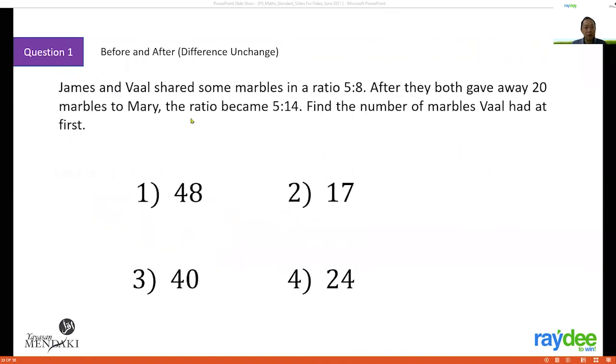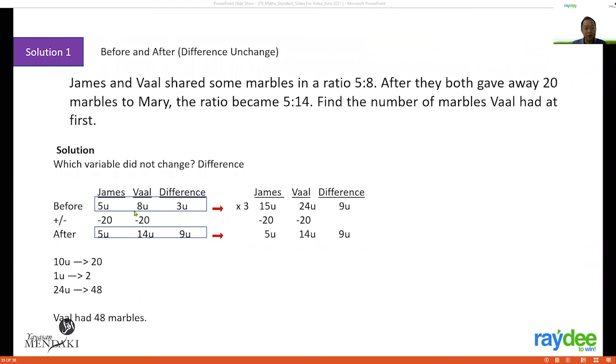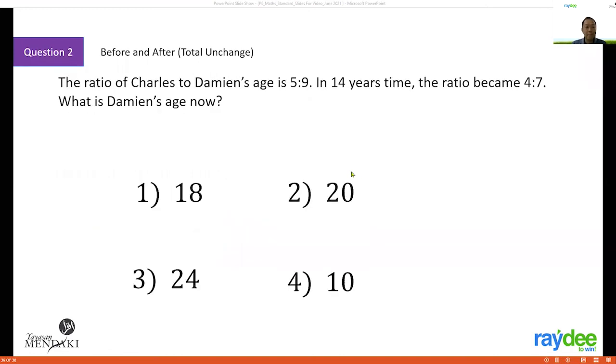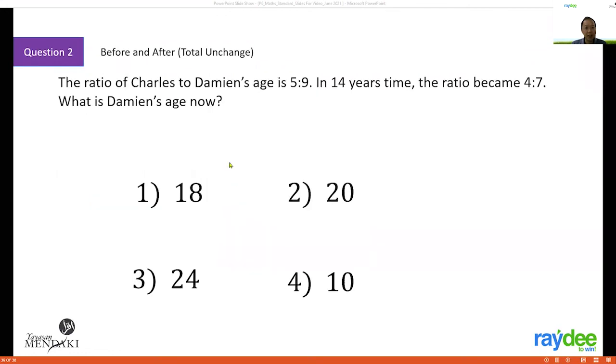Right, so question 1 is very similar to the example that I have. Basically it's difference unchanged. The difference between the two should not change because they both gave away the same number. So I'm not going to go through it. You can take a look at the solution. It shouldn't be too difficult.